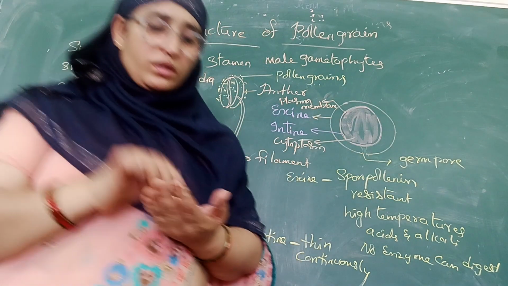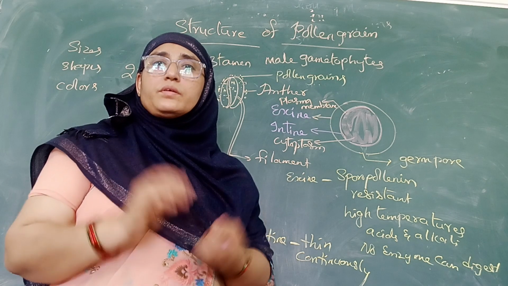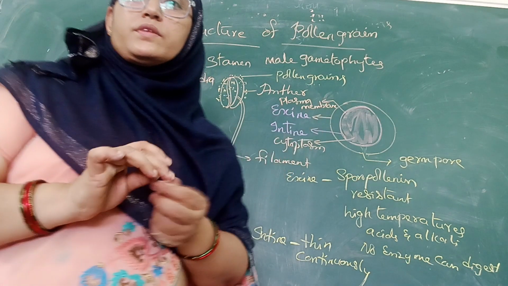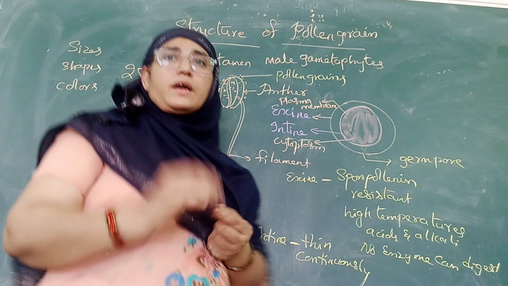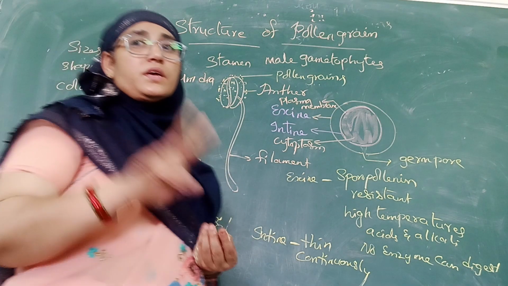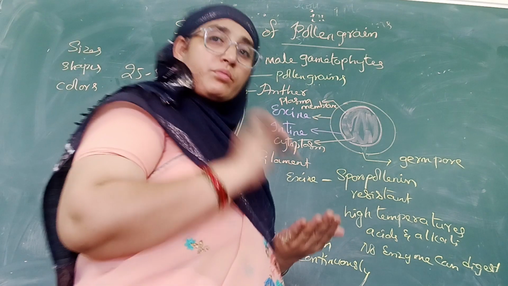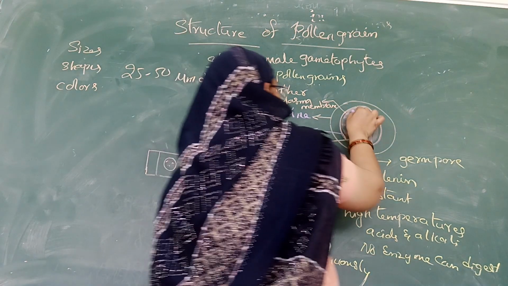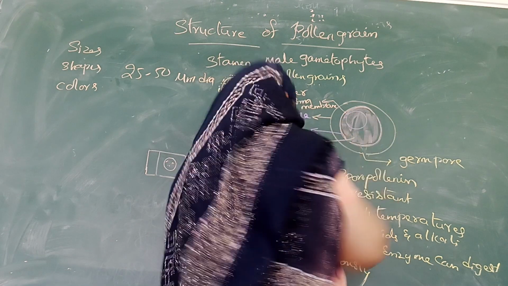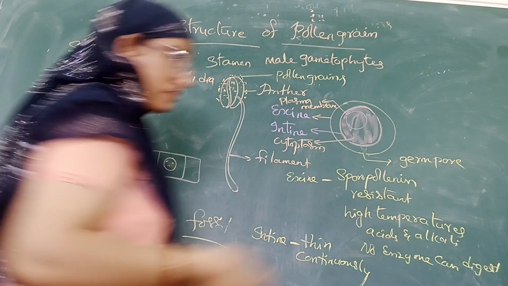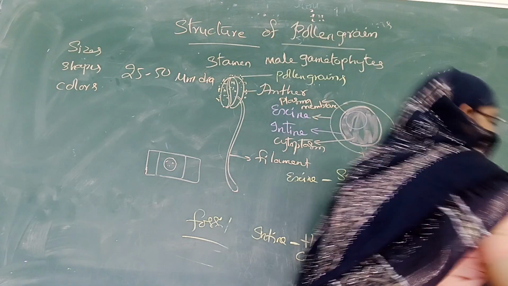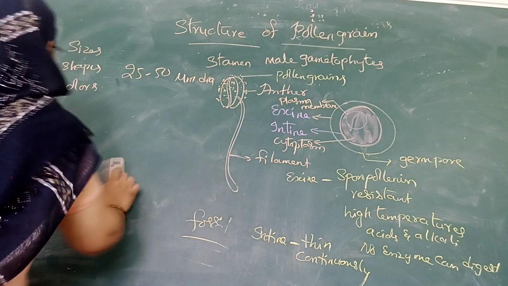Within this cytoplasm, the pollen grain contains a lot of dense cytoplasm, right? And within this cytoplasm, we can find two types of cells present within the pollen grain. What are the two cells within the pollen grain?